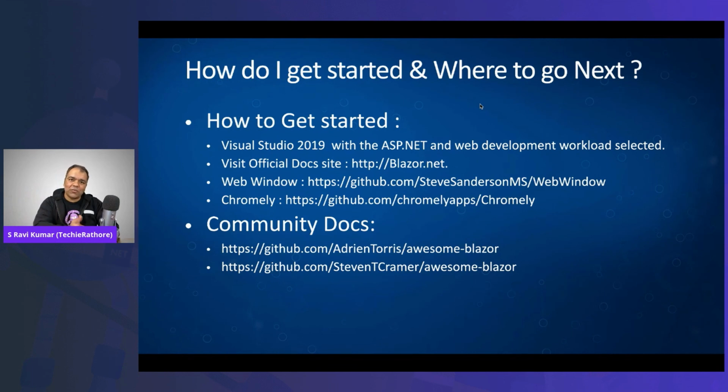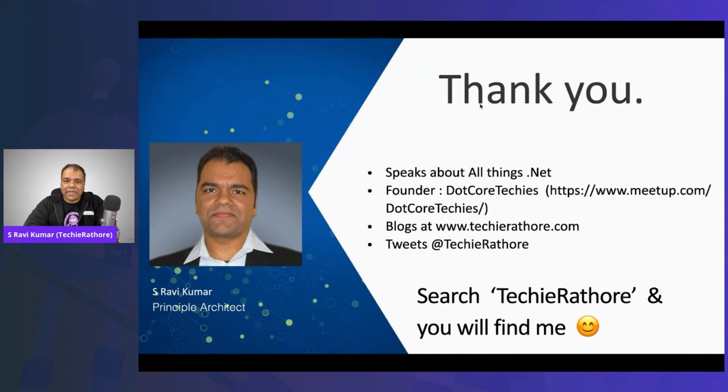Then there is a lot of community documentation available also. So if you just type awesome plus the technology, you will get a list of all the community documents of that technology. For Blazor, there are awesome-blazor lists by Adrian Torres and Stephen Tree Kramer. So these two listings are kind of a gist of all the Blazor resources. They have courses, videos, and all the open source libraries listed there. MatBlazor, Blazorize, whatever you want to see, all the open source material is there on these awesome pages.